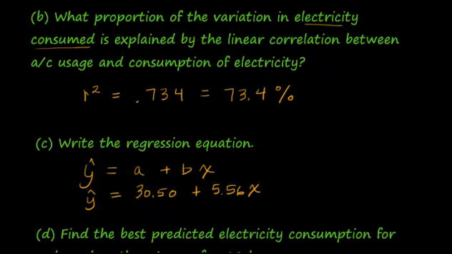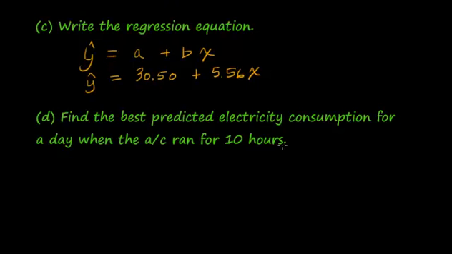And now we want to find the best predicted electricity consumption for a day when the air conditioner ran for 10 hours. Remember X is the air conditioner usage, and Y we're predicting is how many kilowatt hours the homeowner consumed. So we have to decide at this point, are we going to use the equation, or are we going to use just average kilowatt hours for this household? We have determined that there is a linear correlation between these two variables. Once we determine that, then we can use the equation.